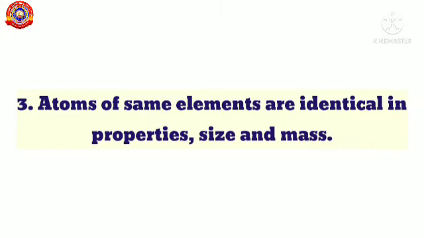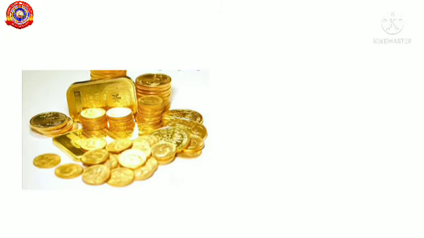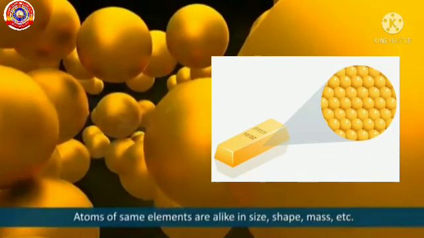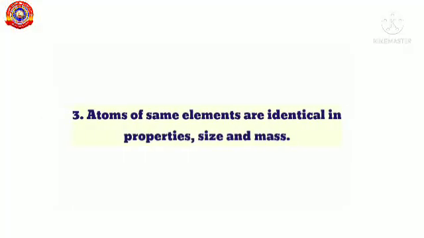Postulate number 3. Atoms of the same element are identical in properties, size and mass. Consider a gold coin and a silver coin. A gold coin is made of gold atoms only, and in silver there are no atoms other than silver atoms. So if you observe the atoms of gold closely, they look identical in size, properties and mass. So from this, it is clear that atoms of the same element are identical in properties, size and mass.